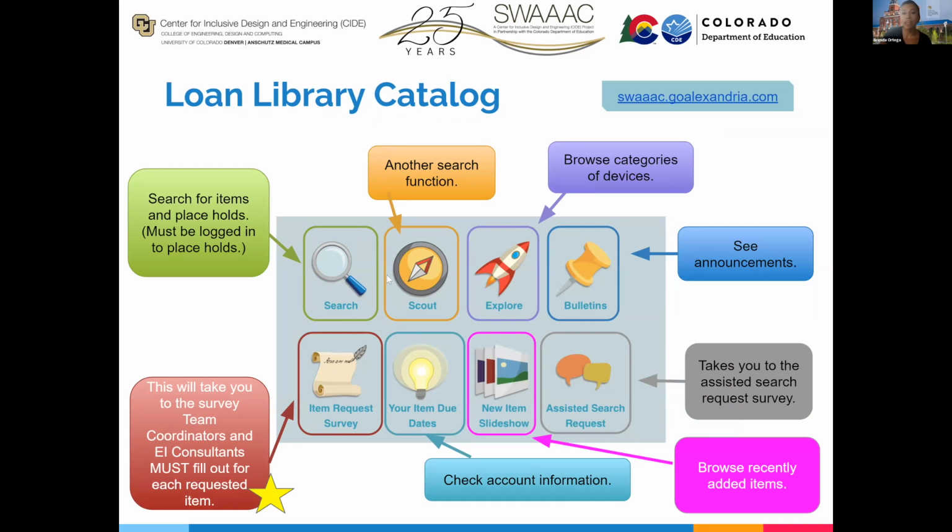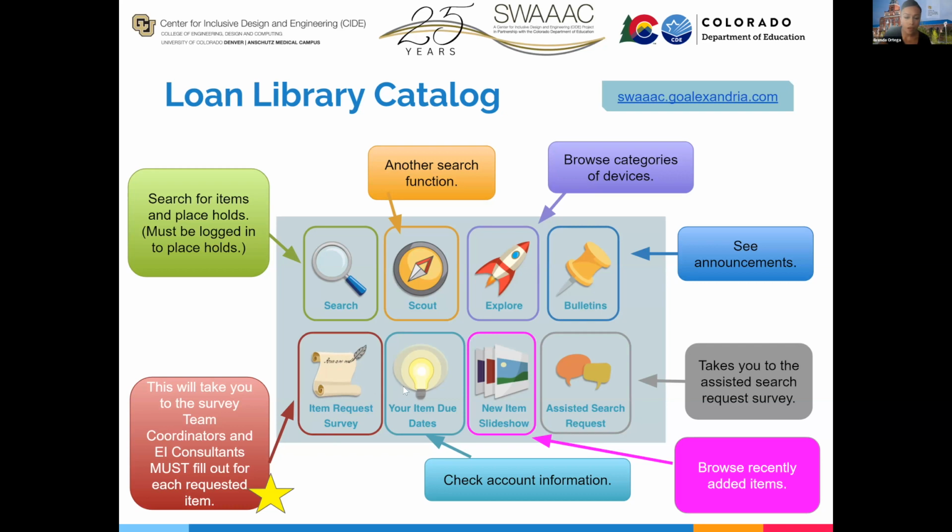The second icon is the Scout, which is another search function. This third one is the Explore icon, and here you can search items based off their categories. The Bulletin icon is where you can go to see announcements. And then the Item Request Survey, which is a very important icon, as you will need to complete one of these surveys in order to borrow an item.